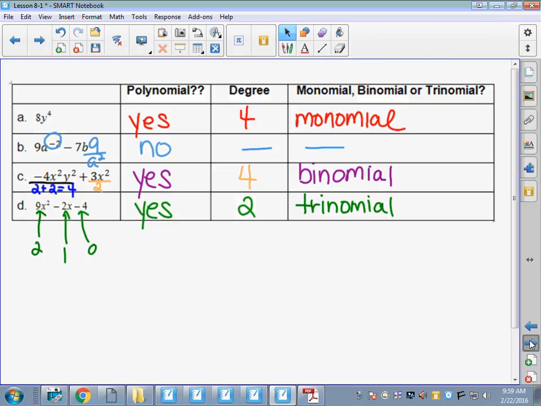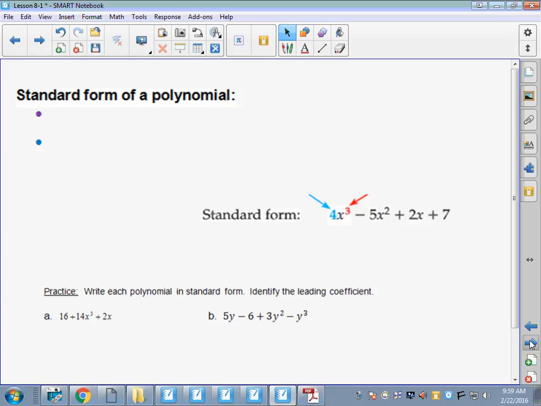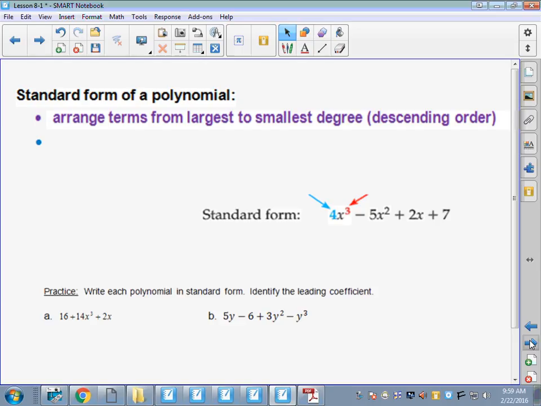Okay. So now let's talk about standard form. We used to call this descending order, kind of change the terminology. But standard form, if you think about descending, it will make sense. Arrange your terms from the largest to the smallest degree. Biggest exponents first, smallest or no exponents last. And you're always looking at the variable, not at the numbers. So descending, if you descend the stairs, you're walking down them. We want the highest degree first, lowest degree last.